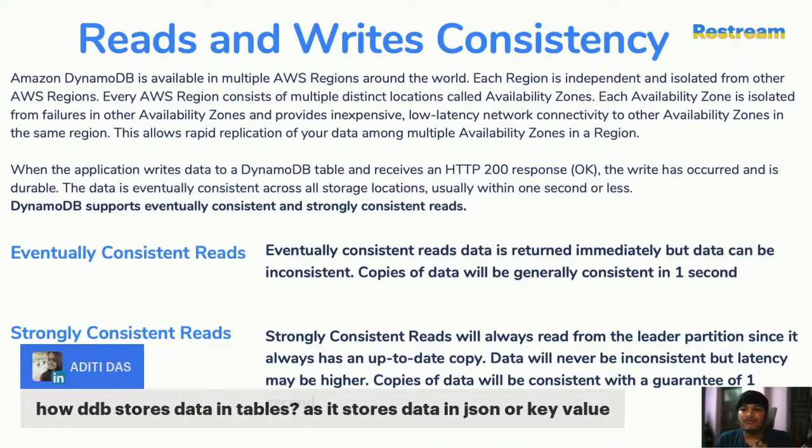So for eventually consistent reads, when you make any queries, you get the data as fast as possible, at the expense of sometimes not getting the latest data. But in strongly consistent read, whenever you make a query or scan, you get the data, but it takes a bit longer than the eventually consistent read, and it gives you the latest updated data. Copies of the data will be consistent within a guarantee of 1 second anyway. But in most cases, with a strongly consistent read, you will get the latest data whenever you make a change. The waiting time, the latency, will be a bit more than the eventually consistent read. So that is the concept behind this.